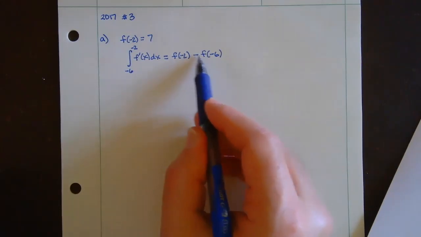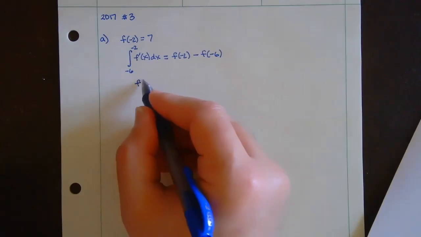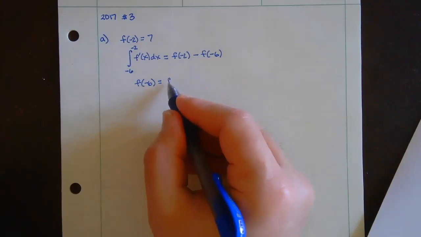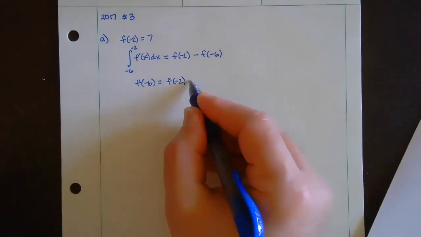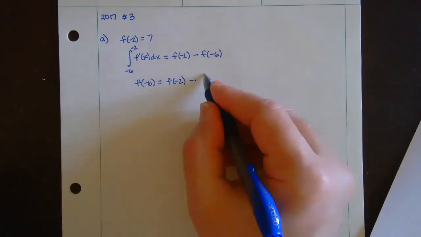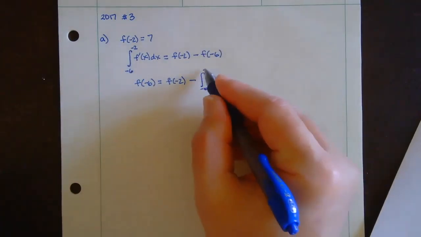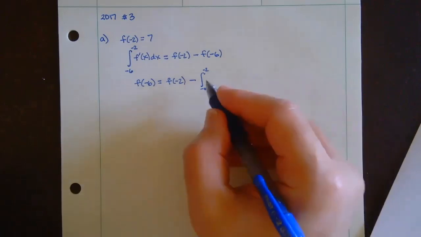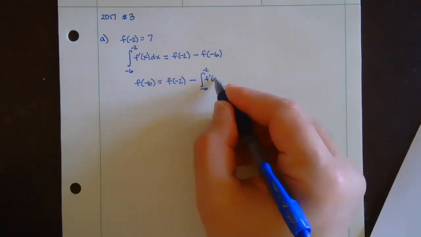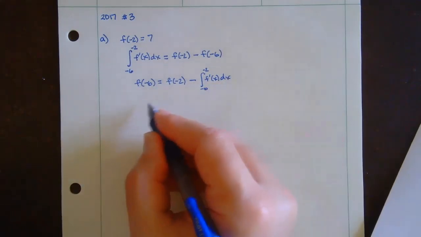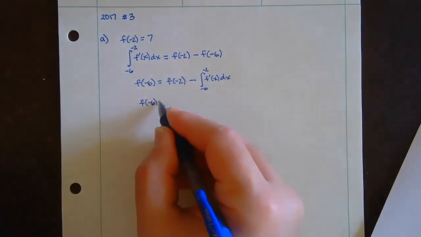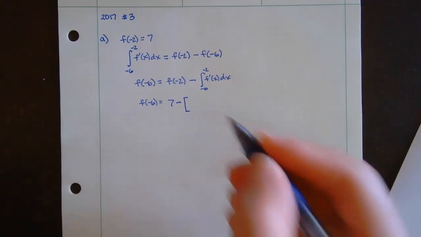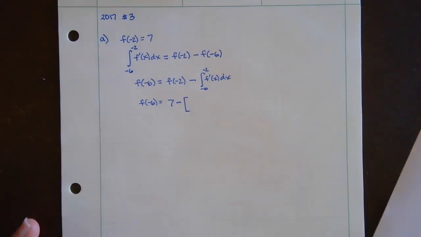So if I add to both sides, that gives me f of -6 is equal to f of -2 minus the integral from -6 to -2 of f prime of x dx. I chose -6 to -2 because then I'd be going from left to right when I integrate. So f of -6 would have to equal f of -2, which we already know is 7, minus, and we're going to use area to figure out this integral.